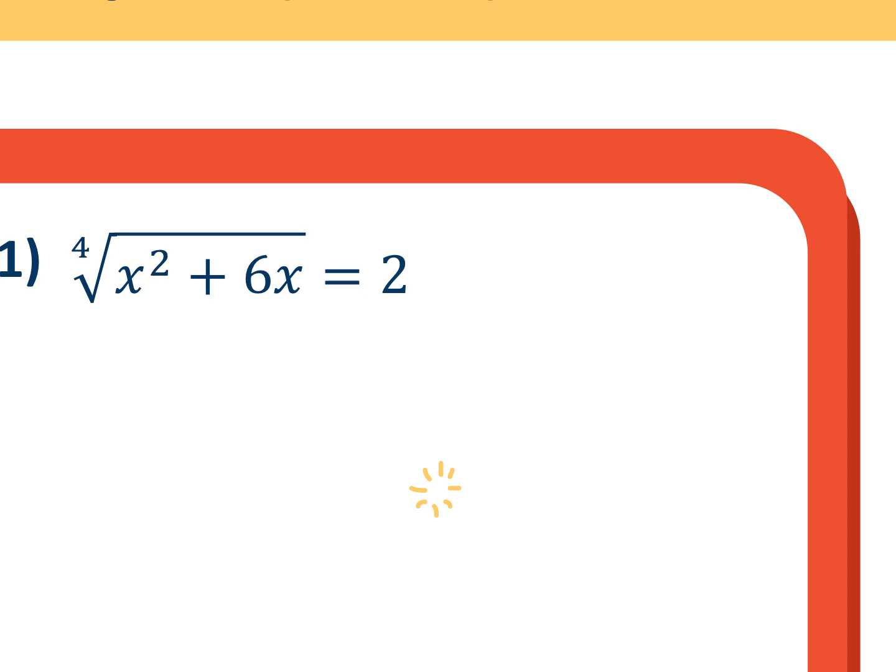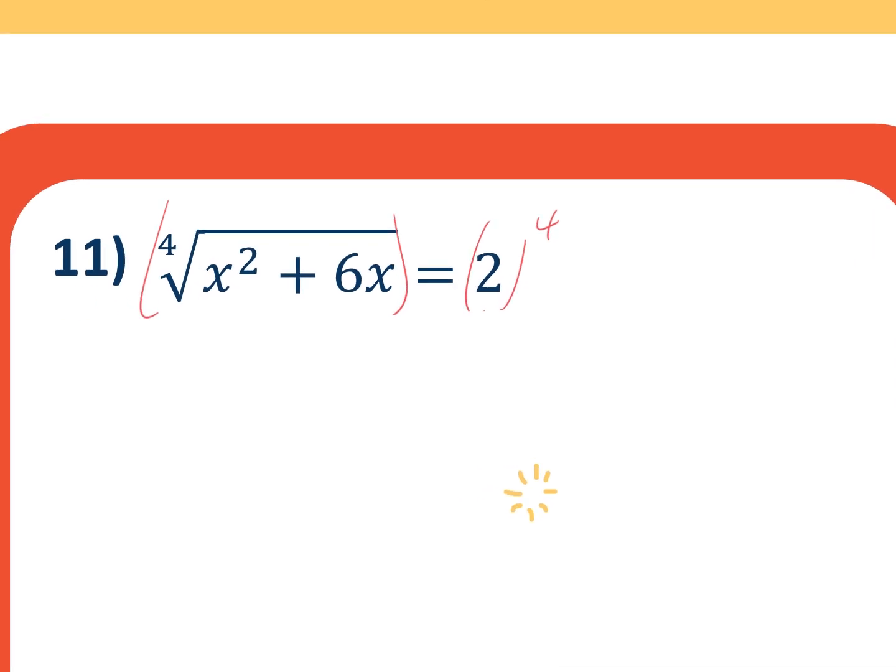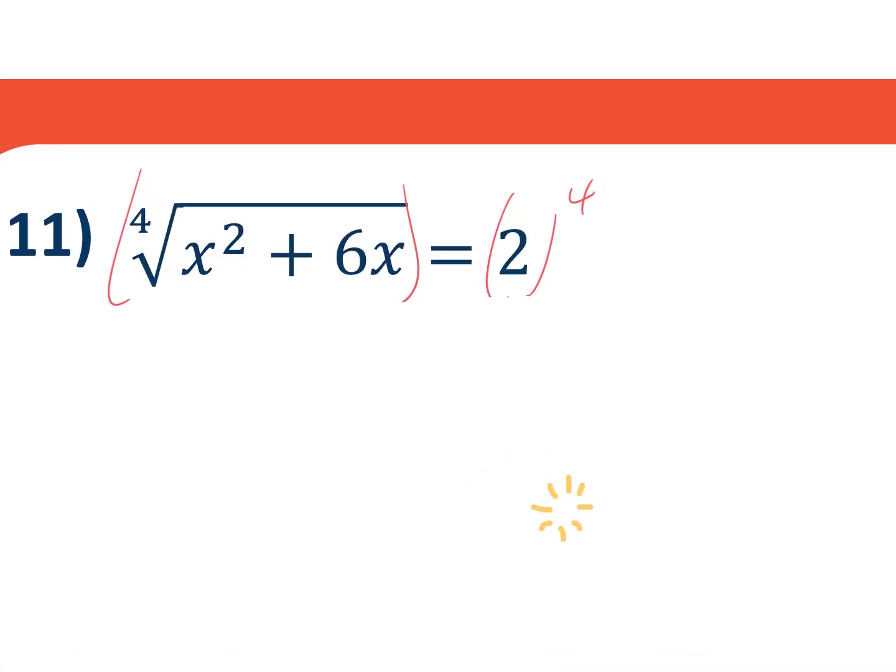What's going on here? Do I have a radical all by itself? Yes. Do I just square both sides? Why not? Because it's the 4th root. So what do I need to do to both sides? Raise it to the 4th power. Good. What happens when you raise a 4th root to the 4th power? It cancels. Good. That's not really a math term, but it sounded funny.